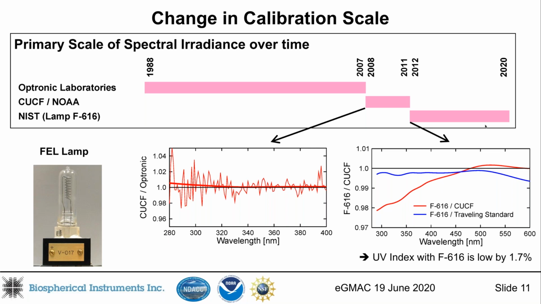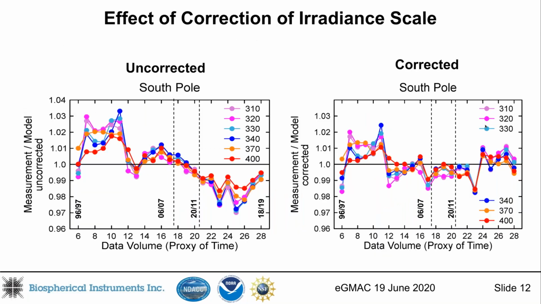But unfortunately, it turned out that there is actually a change in scale of about 2% at 300 nanometers, tapering off to basically nothing at 500 nanometers. And for the UV index, that means that there is a step change of about 1.7%. So I corrected this and repeated the calculation of the measurement and model, and the results you're seeing here.